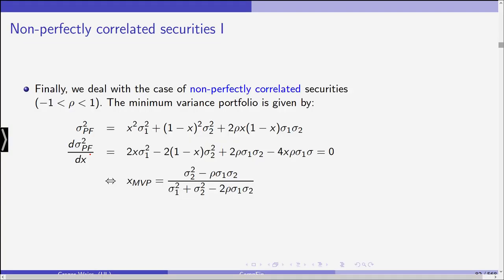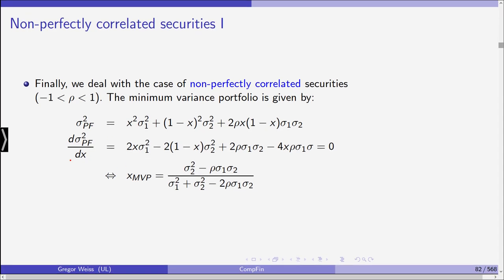Okay. Now, finally, we deal with the case of non-perfectly correlated securities. So if rho is somewhere between minus one and plus one, the minimum variance portfolio is given by, again, taking the equation for the portfolio return variance and volatility, taking the first derivative, setting the first derivative equal to zero, and then solving for x. And as you can see, you get the minimum variance portfolio with this formula. Quite simple, actually. You have only one variable. You take the first derivative, and then you have to rearrange for x, which isn't that complicated because it only appears here, here, and here, and it takes a little bit of algebra.